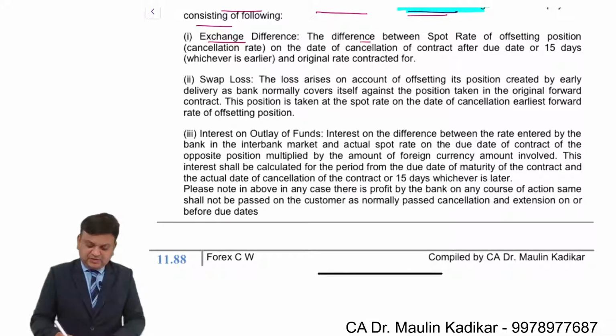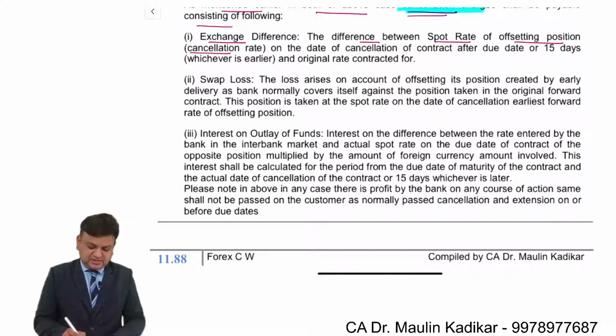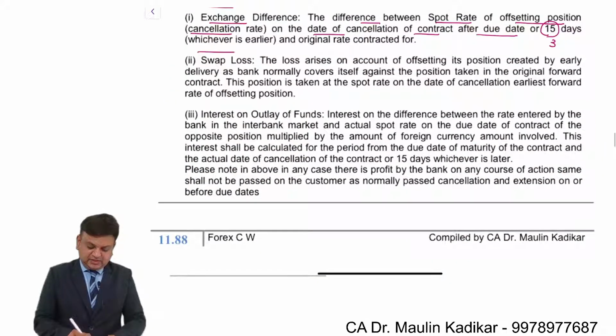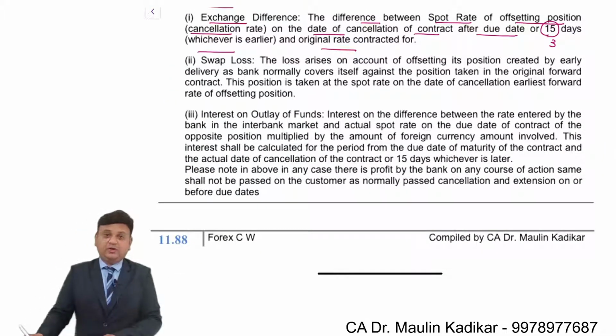Exchange difference: the difference between the spot rate of the offsetting position, the cancellation rate, and the date of the cancellation of the forward contract after the due date or 3 days, whichever is earlier, and the original rate contracted for.